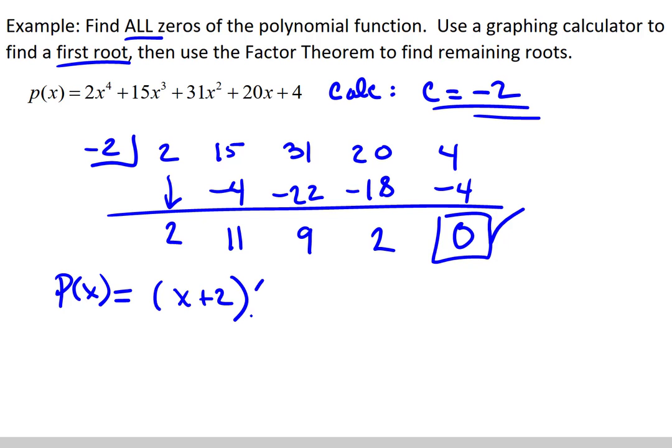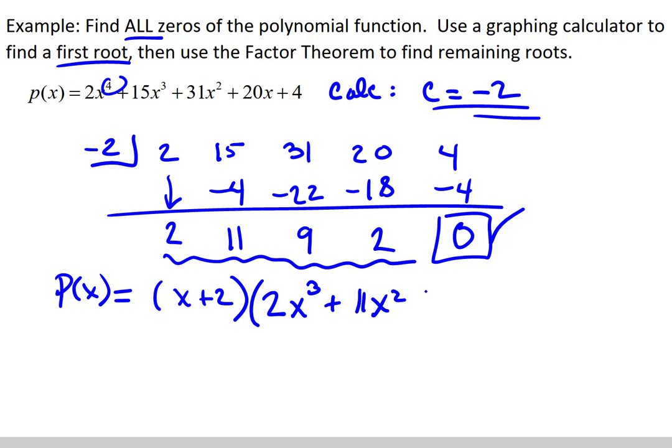But then after that factor, we have to put what we got in our synthetic division process before the remainder. We use these numbers simply as the coefficients. So we'll write this as 2x cubed. Remember, we're doing 1 degree less than the original. So 2x cubed plus 11x squared plus 9x plus 2.